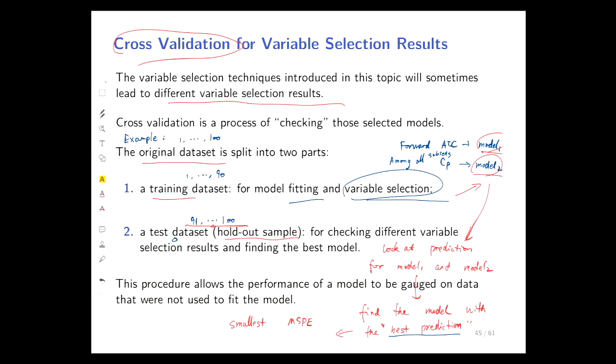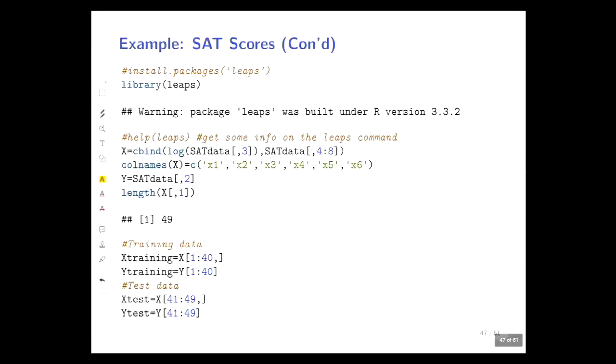So in order to explain it, let's look at some real data examples. I think this example is still the same. We still use the SAT scores, and use the other variables to predict the SAT scores. So here, in order to accomplish the variable selection among all subsets, we need to use this package, and I hope this package is still available. And I think it's still available. So this is used for the variable selection among all subsets.